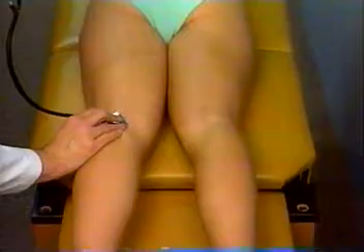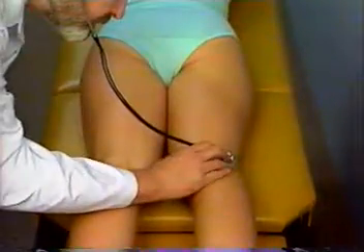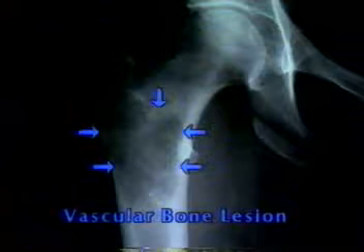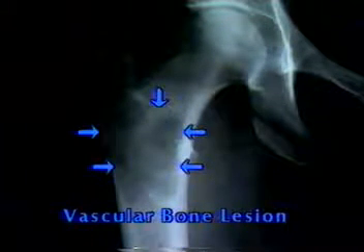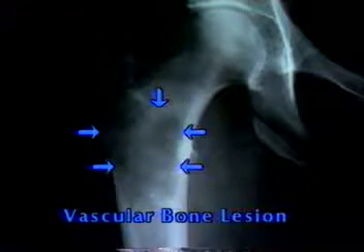Auscultation. Auscultation is used to detect bruits in the vascular tree. Aneurysms are a common cause of bruits, and auscultation of the popliteal artery is important in differentiating a popliteal aneurysm from a Baker's cyst. Vascular lesions of bone, for example metastatic renal cell carcinoma, may give rise to bruits which can be auscultated over the lesion.